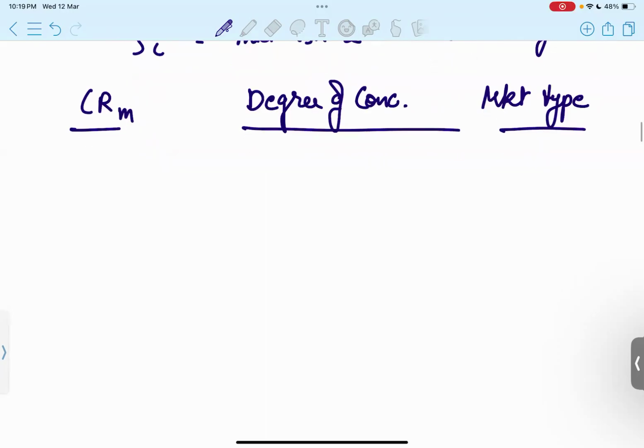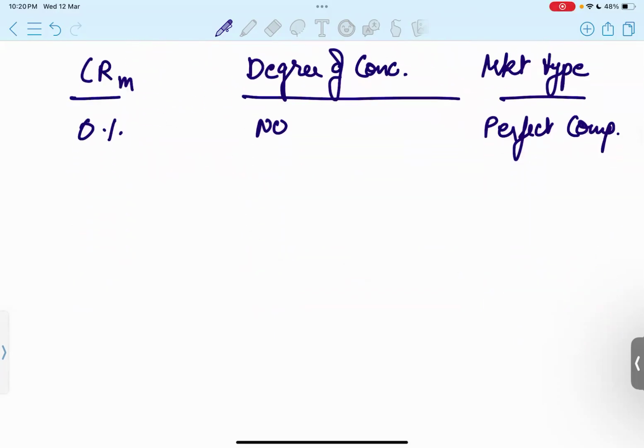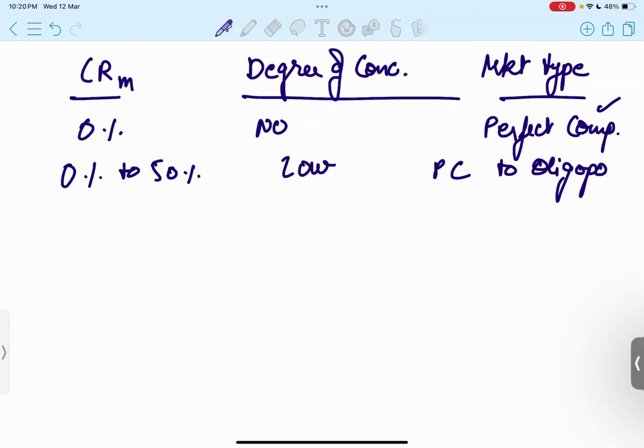So how does it vary? If the concentration ratio is 0%, it means there is no concentration, so we are talking about perfect competition. 0% concentration means 0% or very negligible market share of each firm. This is a feature of perfect competition. If the value is between 0% and 50%, there is a low degree of concentration, a situation between perfect competition and oligopoly. A slight increase in monopoly power is seen as the concentration ratio increases.